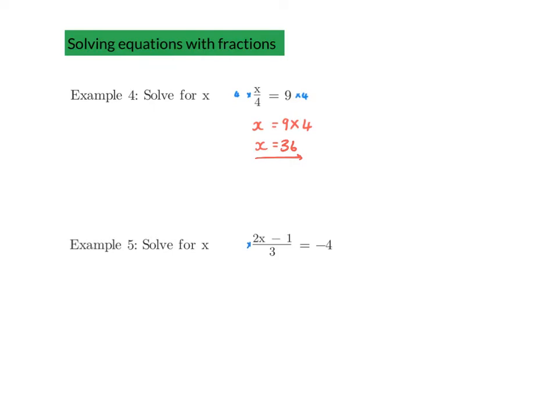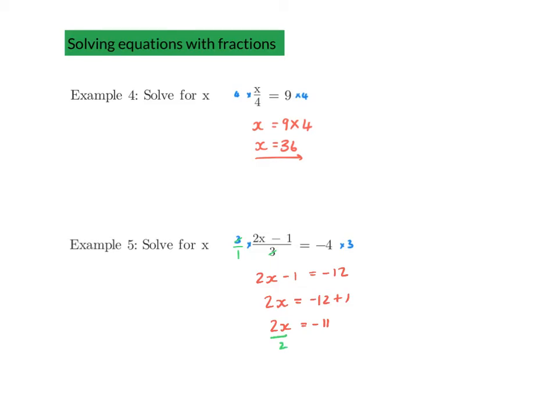Let's get a little bit more complicated. Here I'm dividing the whole piece by 3. So the opposite of dividing by 3 is multiplying by 3. Now if I multiply the left by 3, the 3 will fall away. So I get 2x minus 1 is negative 4 times 3, which is negative 12. Now I can solve as usual. The opposite of subtracting 1 is adding 1 to both sides. And so 2x will be negative 11.